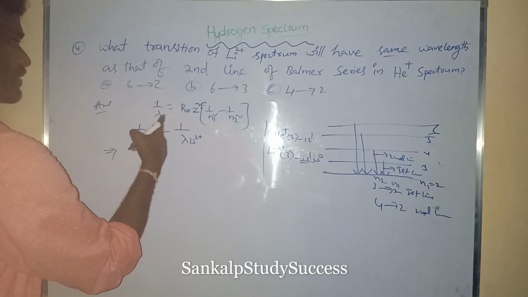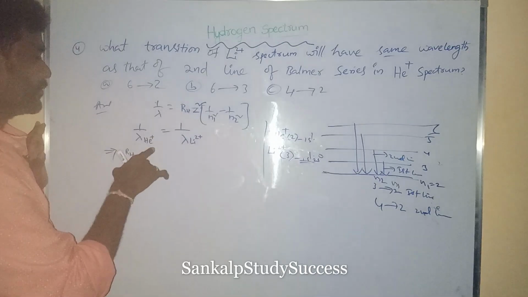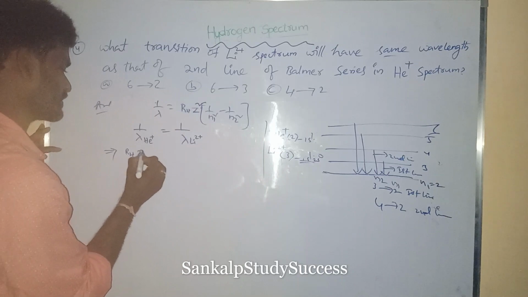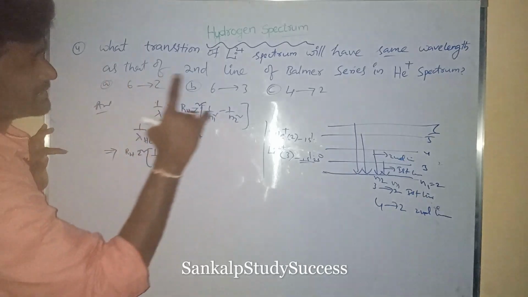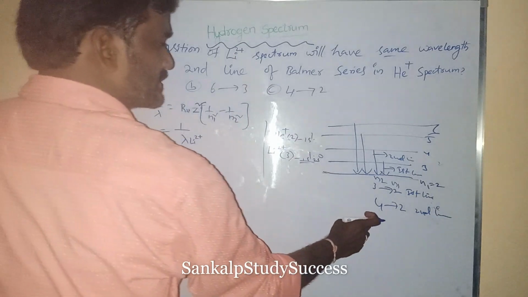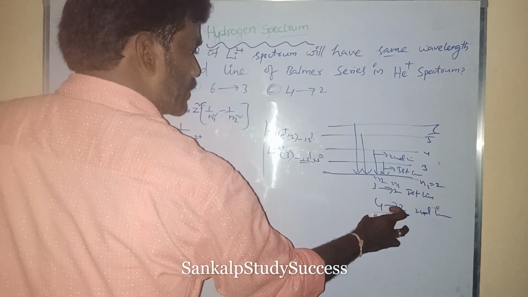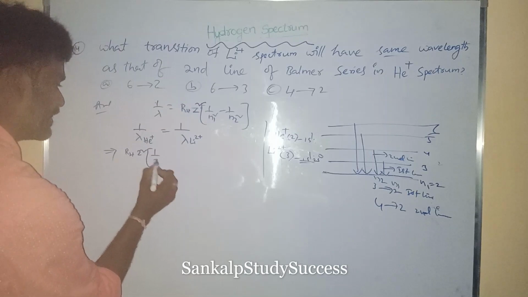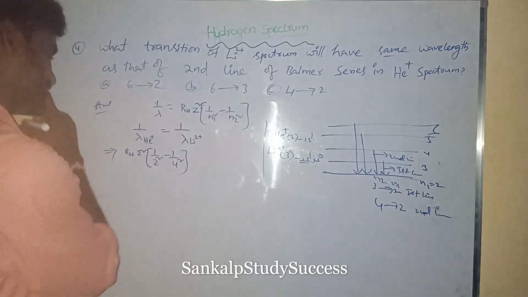Now listen to me. What is that formula? 1 by lambda is equal to RH into Z square. What is the atomic number of helium? 2, so 2 square into (1 by N1 square minus 1 by N2 square). For helium, the transition is given: the second line is 4 to 2. So N2 is 4 and N1 is 2. 1 by 2 square minus 1 by 4 square. This is for He+.